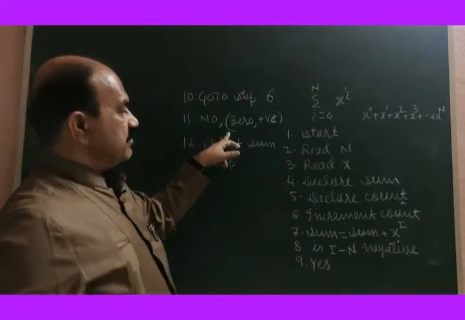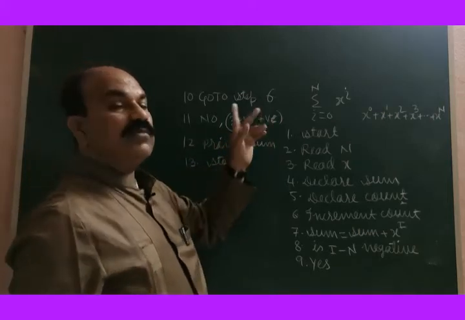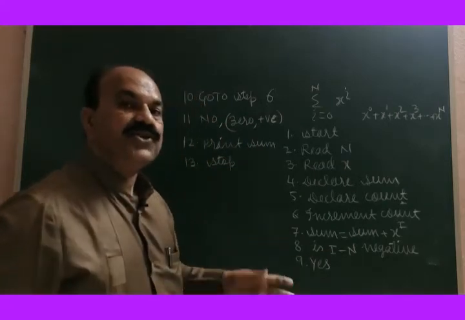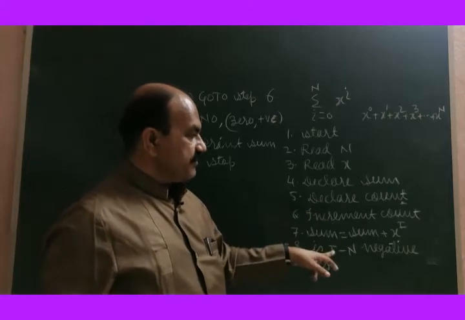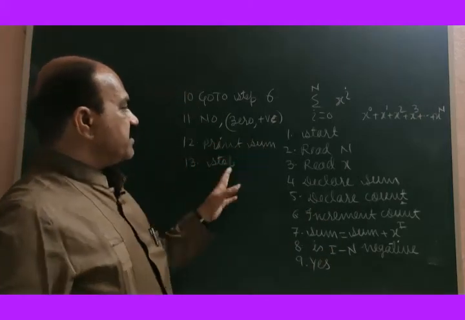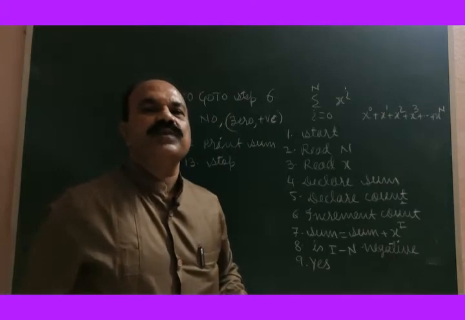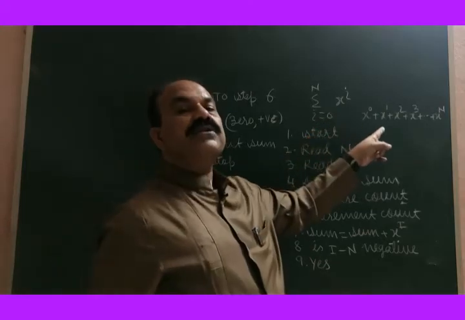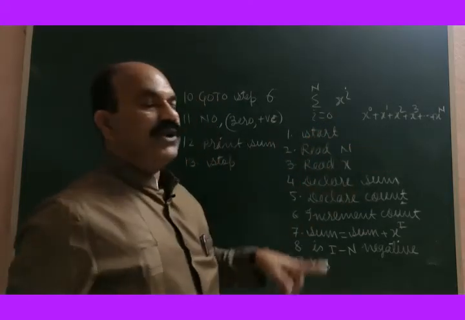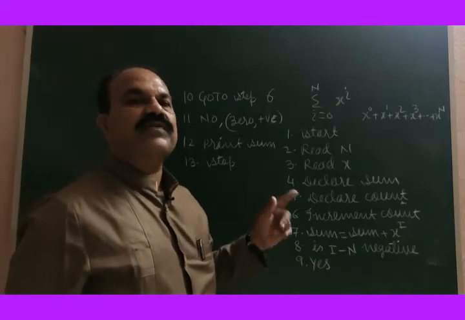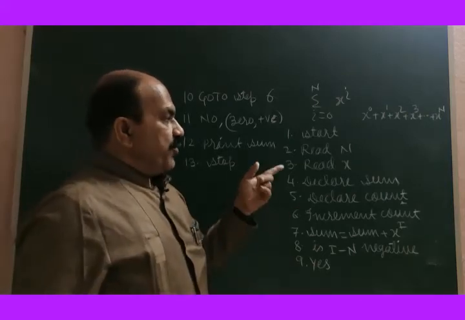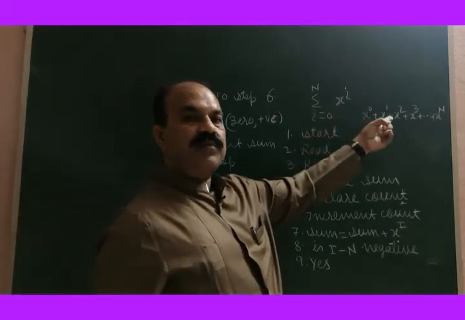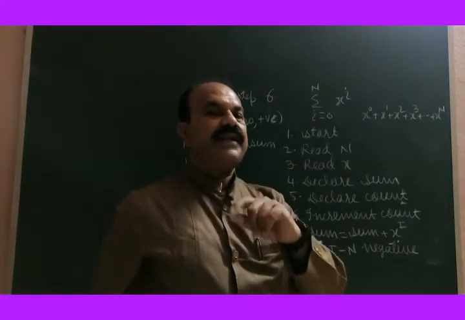If answer is no, means it may be 0 or positive. If it is 0 or positive, because the work is already done, just print the sum and stop the program. This is the algorithm for sum of another finite series. You may use this algorithm for sum of this finite series and can write the flowchart.